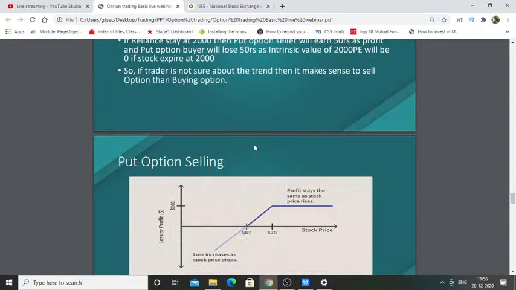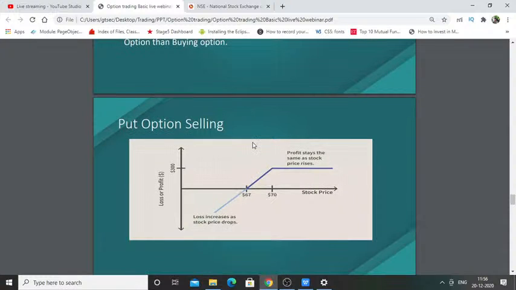Okay, so this is a payoff graph of option selling. If you look at put option selling, if the market stays bullish, wherever the market moves on the upside, the put option seller is going to make a profit. But if something bad happens and the stock starts moving downside, the loss will keep on increasing as per the downside movement. If the stock moves further down, your put option premium will start to increase, and since you are the seller there, you will be making losses.